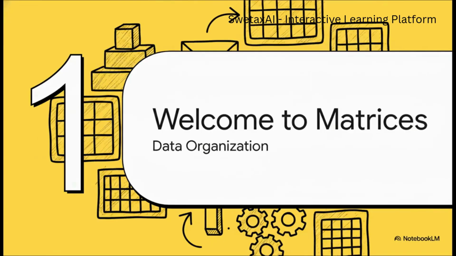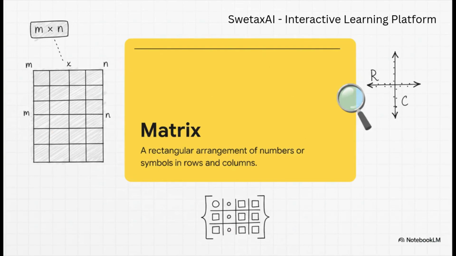All right, section 1, welcome to matrices and how we organize data. So, to kick off our toolkit building session, what exactly is a matrix? Well, simply put, it's a rectangular arrangement of numbers or symbols, kind of like a perfectly structured, highly organized mathematical spreadsheet.